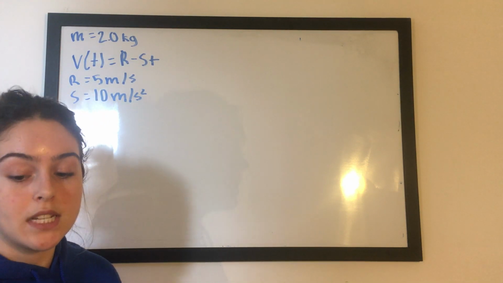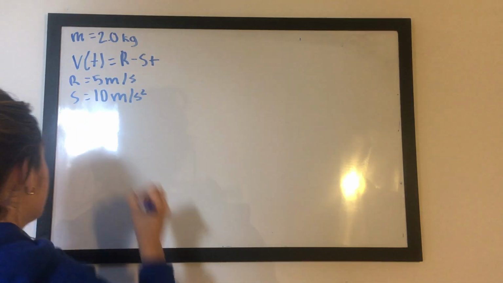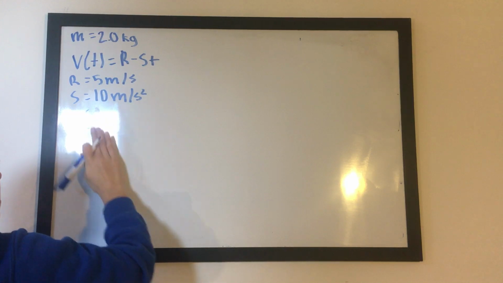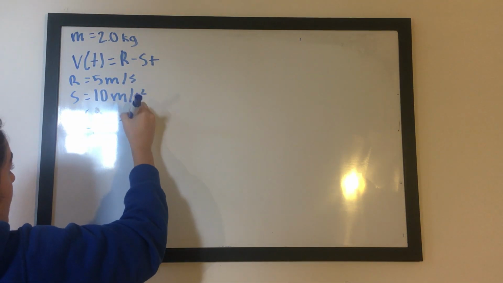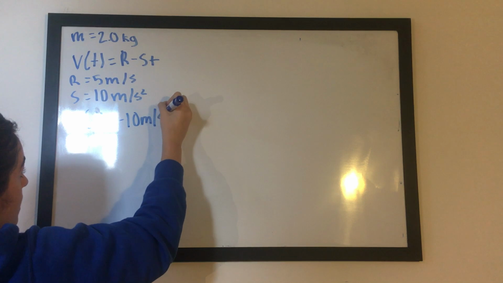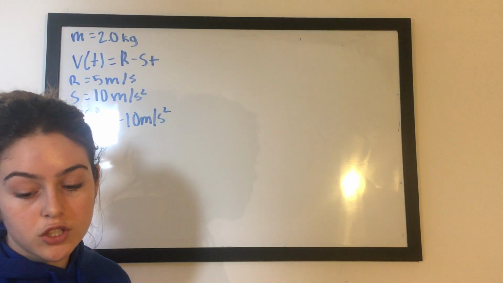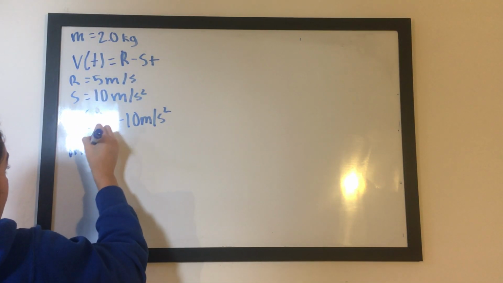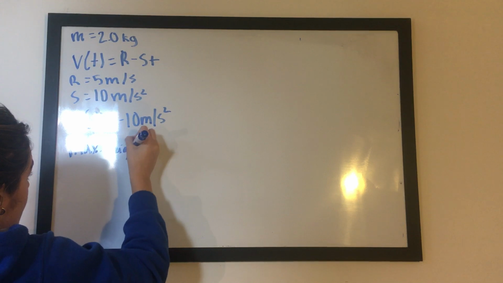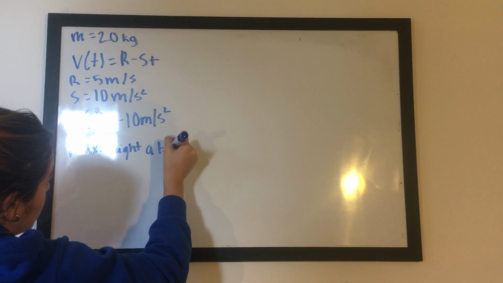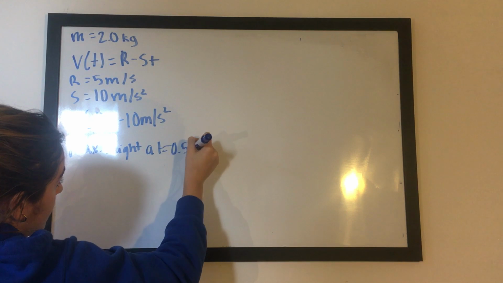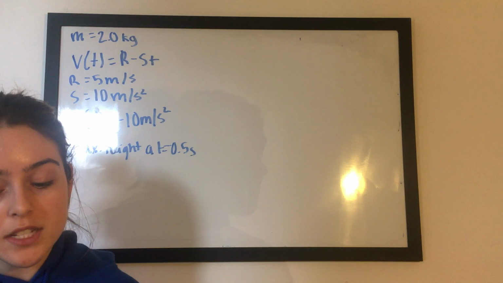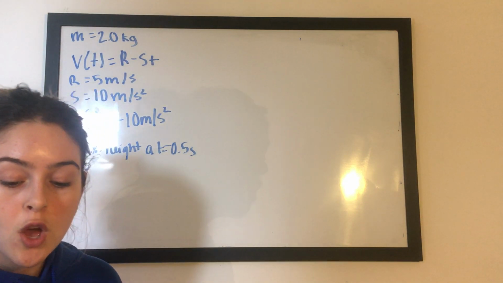From problem number 14, we know that the ball's acceleration at time t equals 1 second is equal to negative 10 meters per second squared. And we also know that the ball is at max height at t is equal to 0.5 seconds. So problem number 16 is asking us, if the ball reaches the ground at t equals 2.0 seconds, what is the height of the building?